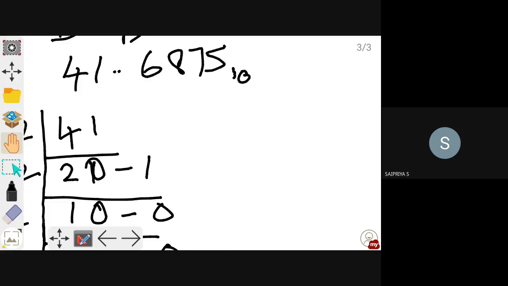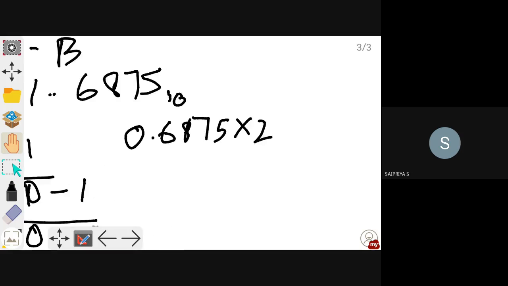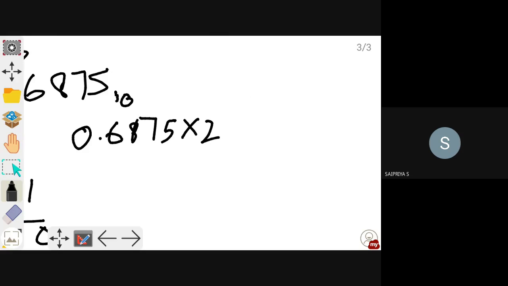So the fractional part is 0.6875, and you have to convert this. To convert a fractional part to a binary number, you have to multiply by its base. Since the base of binary is 2, you multiply the fractional part alone by 2. So 0.6875 into 2 gives you the value 1.375. You have to take this 1.